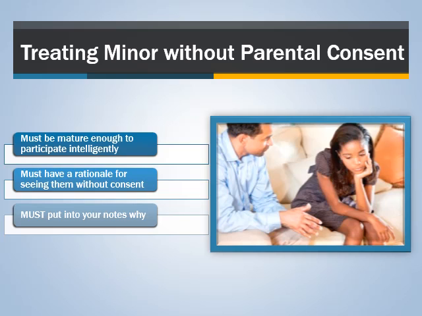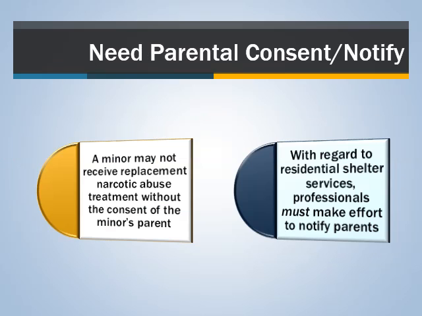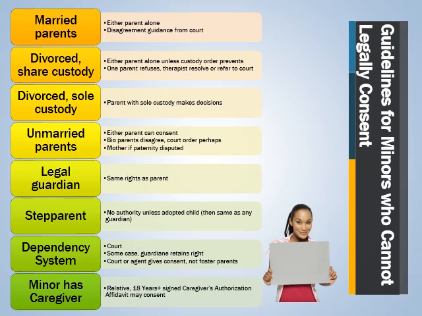So, treating a minor without parental consent, here are your 3 things to always remember. They have to be mature enough, there must be a rationale, and you need to put in your notes why. And remember, you can't give them narcotic treatment without consent, even if they're legally consented to everything else.